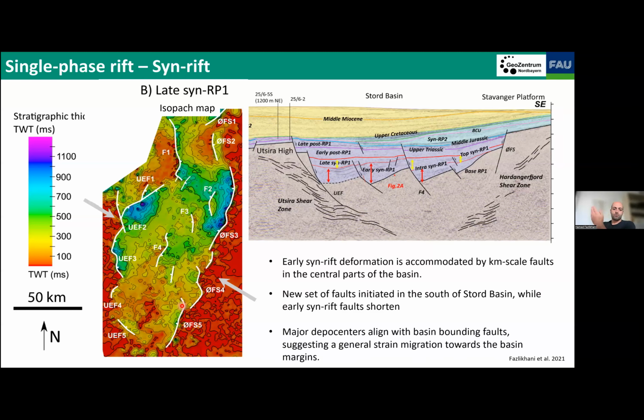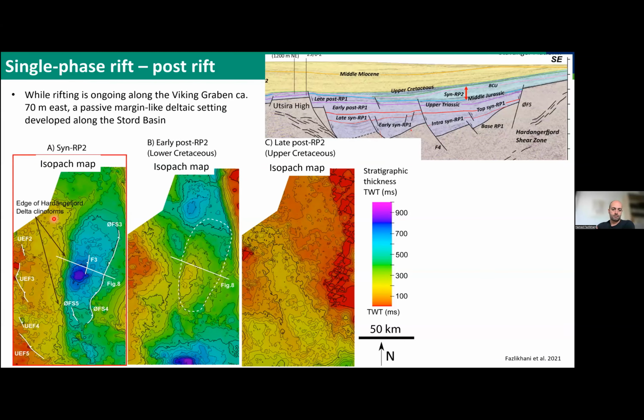So now if we move on to the second rift phase, the first map on the left-hand side is again a time thickness map. During the Syn-rift of the second rift phase, I show the interval by the red arrow here. What happens here is that the Stord Basin enters into a tectonic quiescence period, and the thickness changes that we see here are related to the delta progradation and clinoforms that fill up the basin.